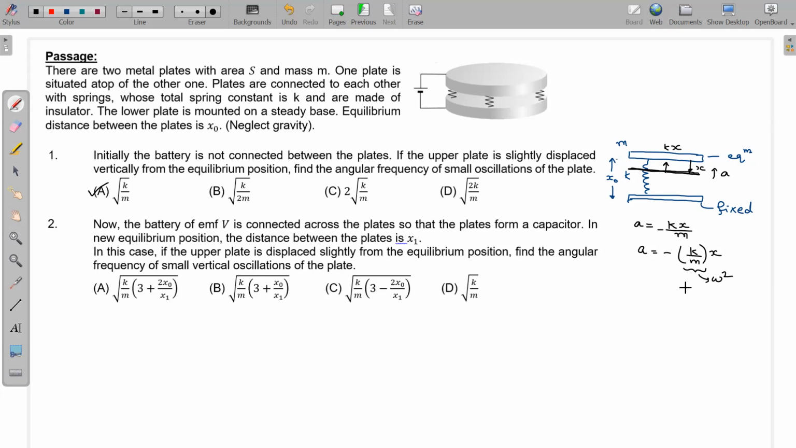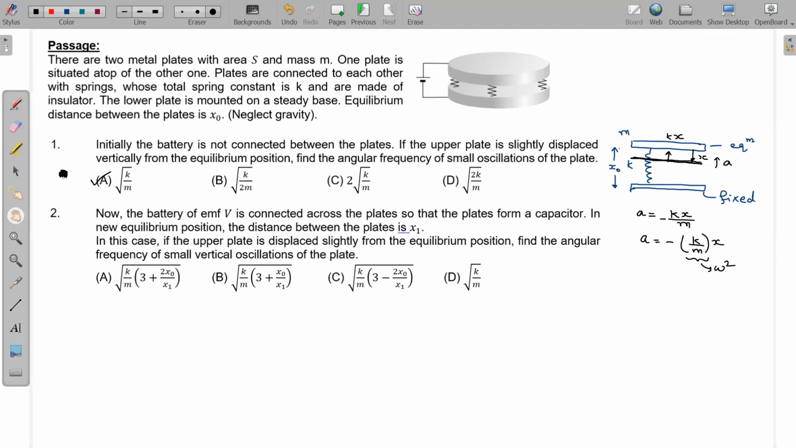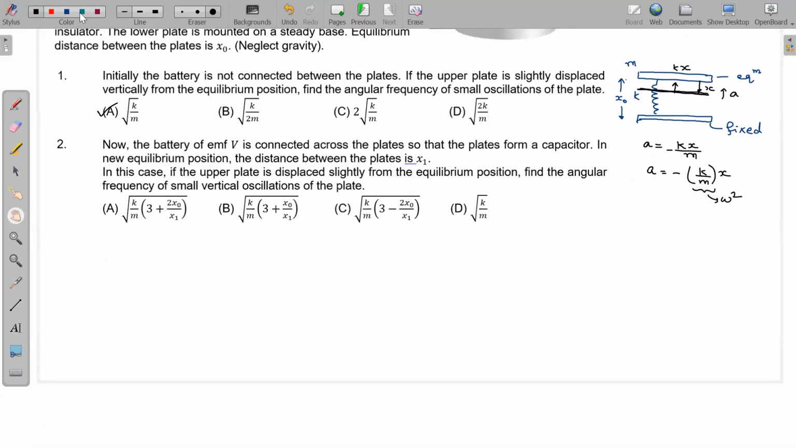Now in the next part, it is said that the battery is connected in this system. So if you connect a battery, what happens? Let us say that this was the capacitor plate, this was the top capacitor plate, and this is the bottom one.